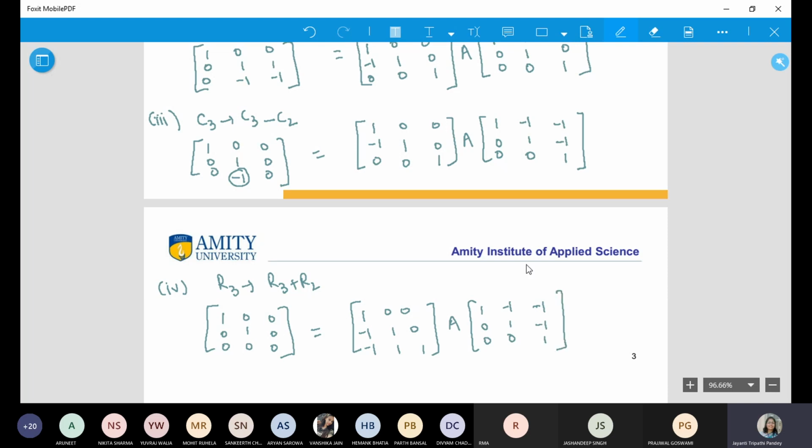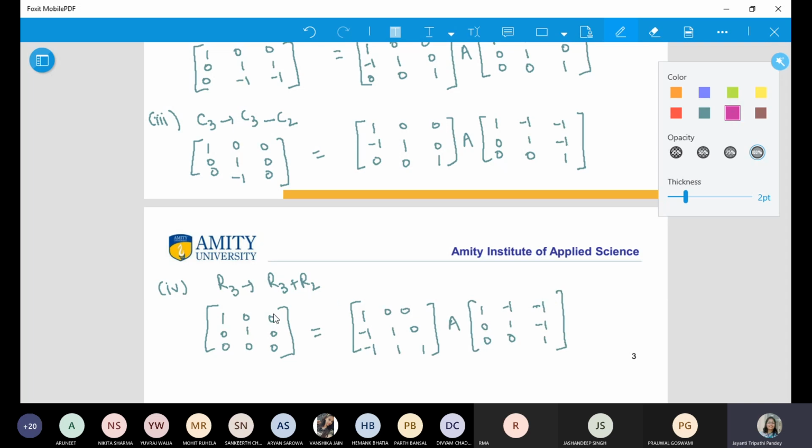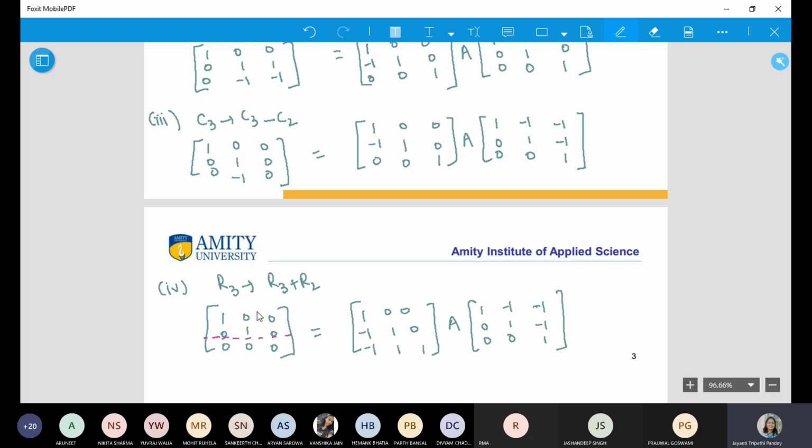Now if you check, this is normal form. You are able to write it as I2 O O, right? This is equal to PAQ, where since you can see this is lower triangular matrix and determinant of P gives you 1, this is upper triangular matrix, determinant of Q gives you 1. So where P is 1 minus 1 minus 1, 0 1 1, 0 0 1.